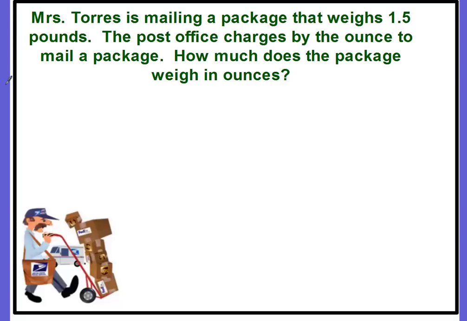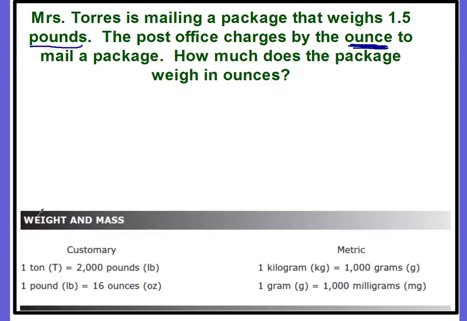The first thing you need to do is identify the two different measurement systems you're talking about. We're talking about the package in pounds, but the post office charges by the ounce. So we need to figure out how many ounces this 1 5/10 pound package weighs. So we're going to be converting pounds to ounces. We're going to look at our STAR reference chart. And here we have pounds to ounces. 1 pound is equivalent to 16 ounces.